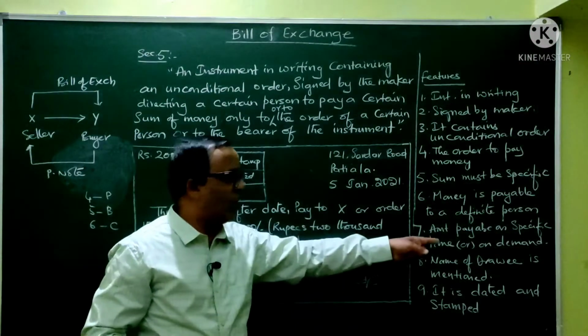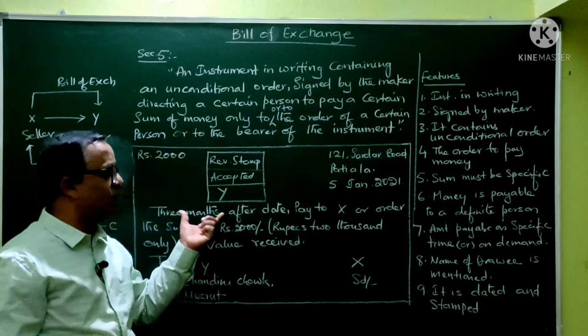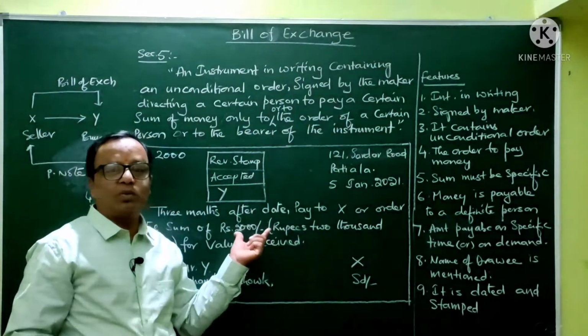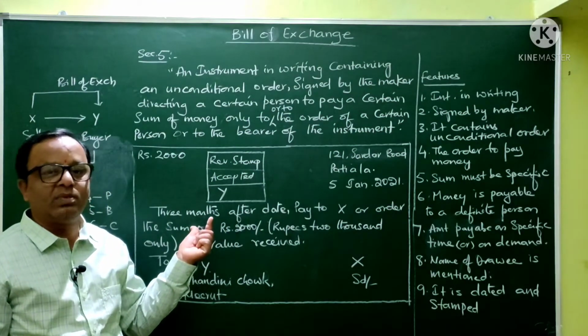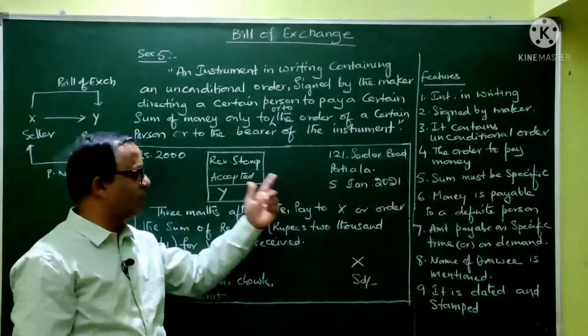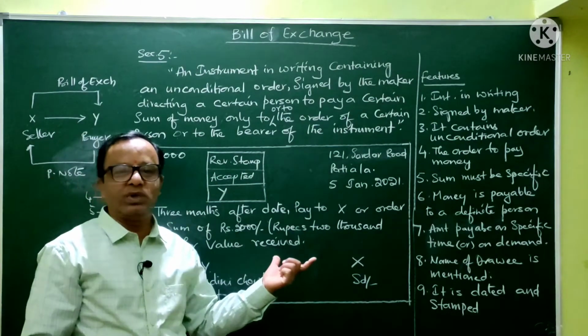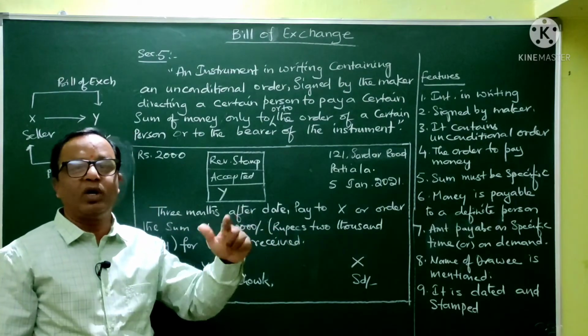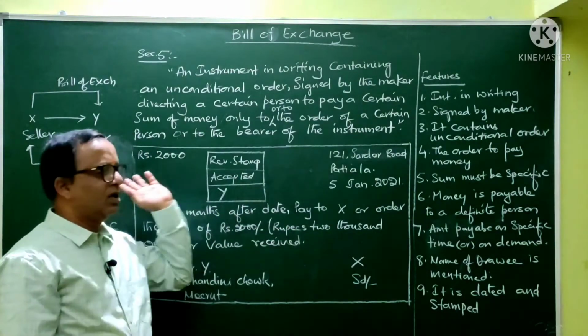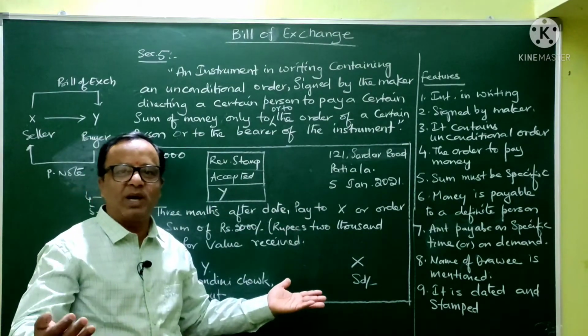Or on demand, he says, because bills can be drawn in 2 types. Bills of exchange are of 2 types, time bills as well as demand bills. Time bills are payable according to the time, just like this example reflects a time bill. Demand bills are those where the money is payable upon demand by the seller. Whenever he demands, the amount on that bill has to be paid. They are called demand bills.